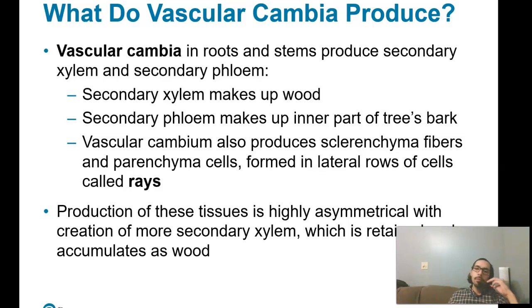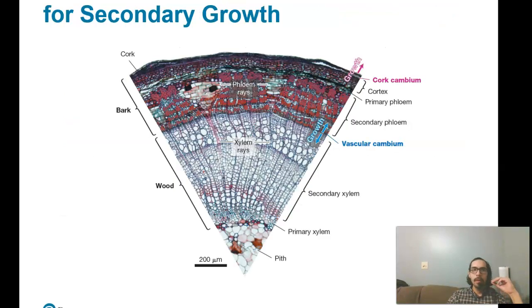So the vascular cambium in roots and stems produces the secondary xylem and the secondary phloem. The secondary xylem is the one that makes up wood, and the secondary phloem makes up the inner part of the tree bark. So here's the secondary xylem that's produced by the vascular cambium. Okay, so this is the wood, and then there's the bark that's part of the secondary phloem, also produced by the vascular cambium.